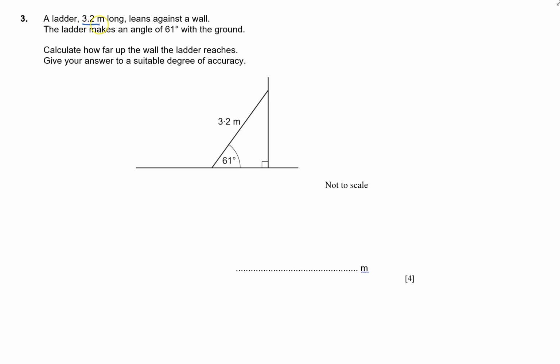The ladder's 3.2 meters long, leans against a wall, makes an angle of 61 degrees. Calculate how far up the wall the ladder reaches. I want to know this distance there. So I've got a right angle triangle, so this is going to be SOHCAHTOA. I don't use the sine rule or the cosine rule. This will just be standard trigonometry in a right angle triangle.